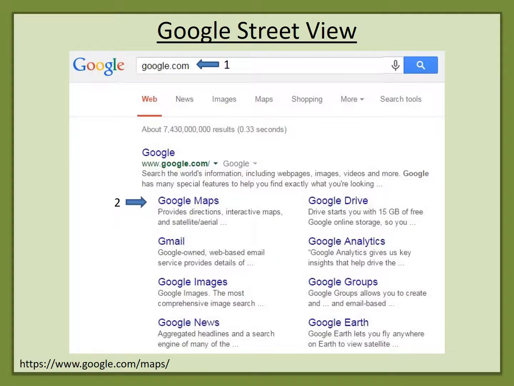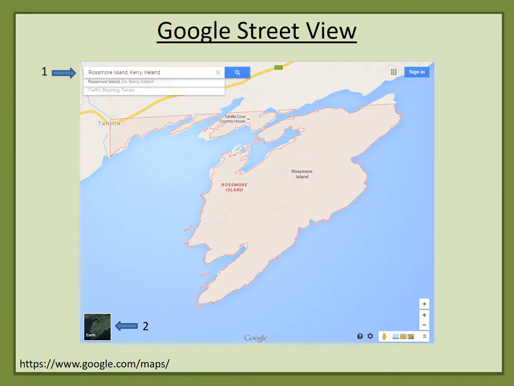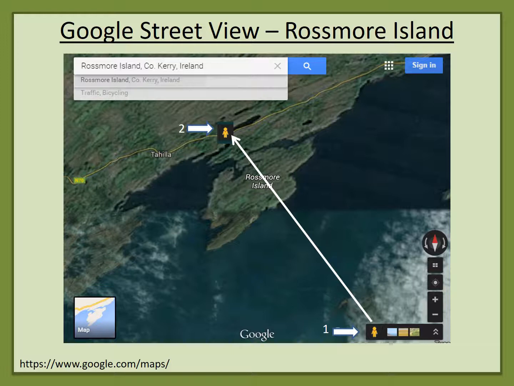To access Google Maps Street View, search on google.com in your browser. Then select Google Maps. In the Google Maps search box located in the upper left corner, type in your area of interest. In this case, Rossmore Island, Kerry, Ireland. This takes you to the contemporary map of the island. Next, left-click on the Earth box in the lower left corner of the screen. This brings you to the satellite view seen earlier.